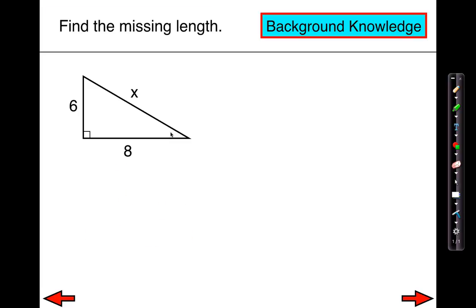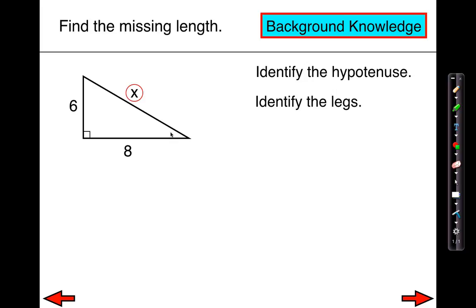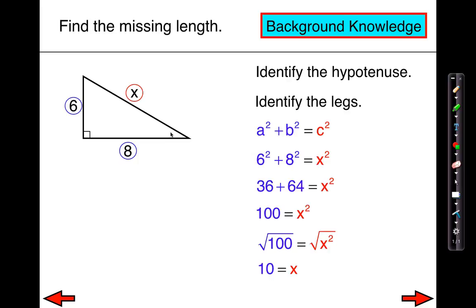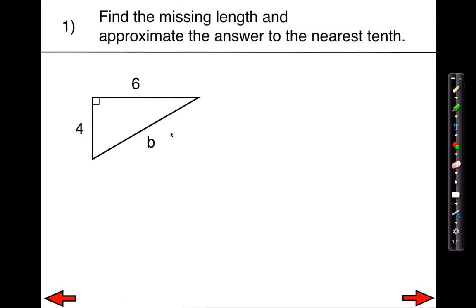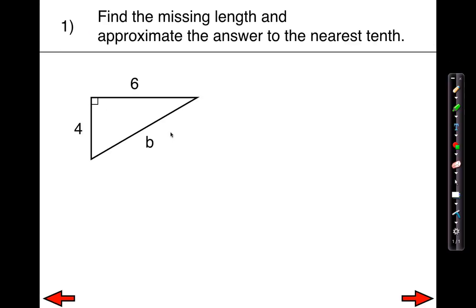Okay, so here's a quick example from a previous lesson. What we did first was identify the hypotenuse, identify the legs, plug it into our formula, and proceed to solve, like so. So in this case, we would have said the missing hypotenuse is 10. Okay, so let's go ahead and do the same thing with our first example here.